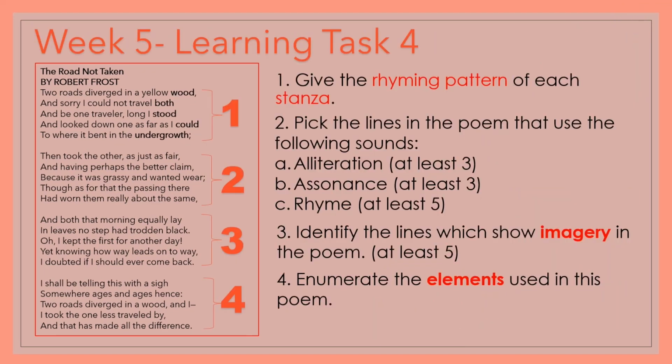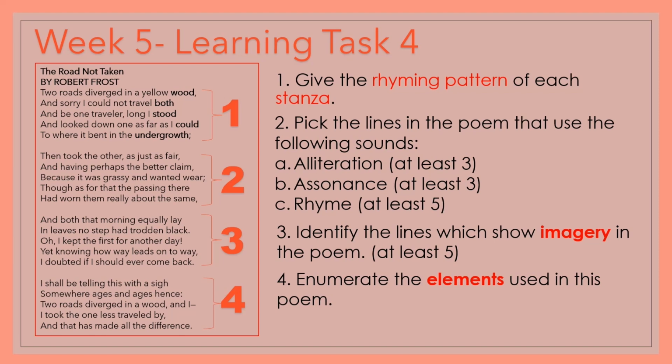And we're done. Again, let's take a look at the task. Number 1, give the rhyming pattern of each stanza. Number 2, pick the lines in the poem that use the following sounds. Alliteration, give at least 3. Assonance, give at least 3. And rhyme, give at least 5.